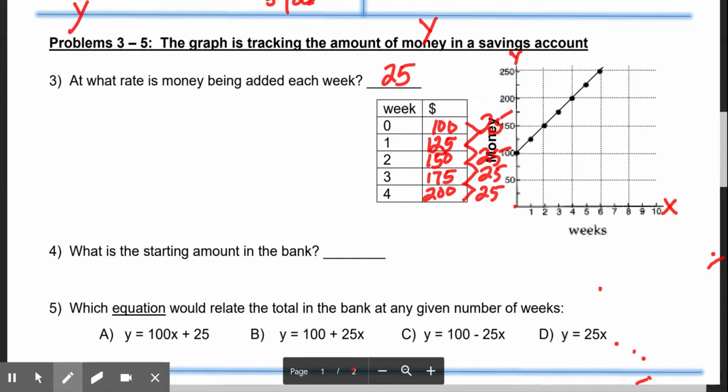And since the week does go in sequential order from 0, 1, 2, 3, 4, then that would be another indication, 25 divided by the difference of the weeks, 1. So 25 divided by 1 would give us 25. So what is the starting amount in the bank? Well, it's $100 because that's what it was at week 0.